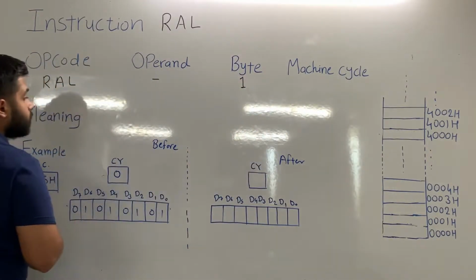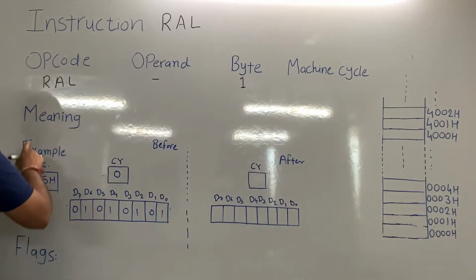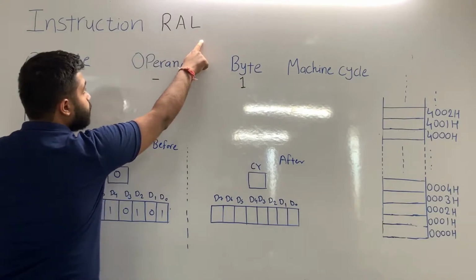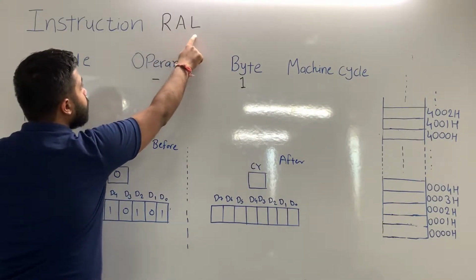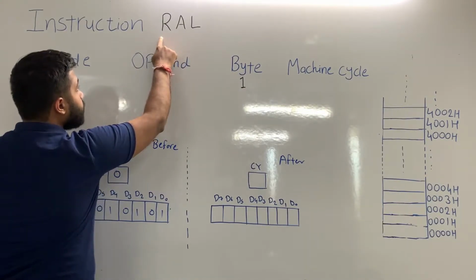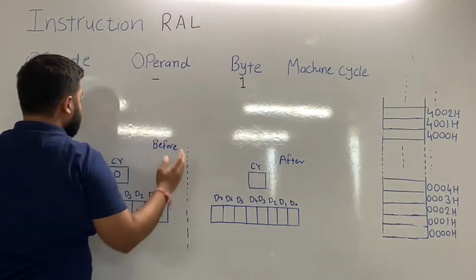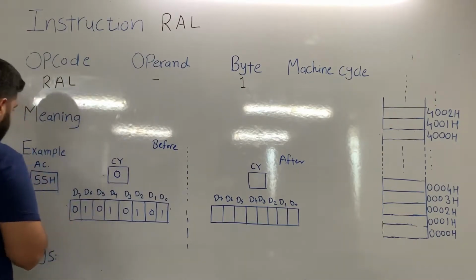Machine cycle we are going to see a bit later. Before that, let's see the meaning of this instruction. RAL means rotate accumulator left with carry. So let's see with one example.